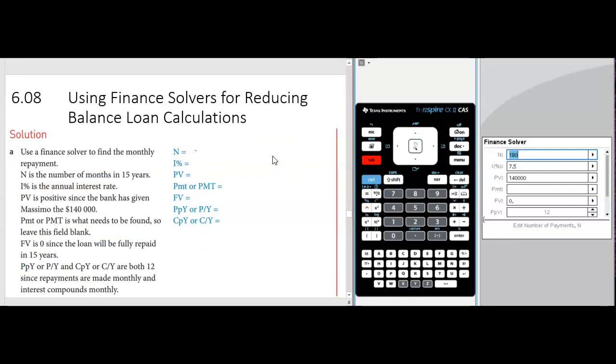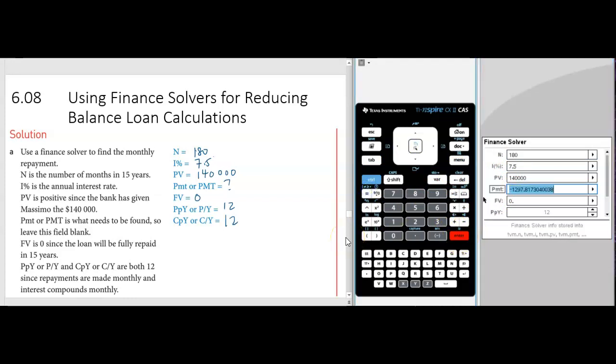So this is 180, 7.5%. Present value, 140,000. Payment is the unknown. Future value, 0 because I pay off. PPY, CPY, both 12. So I go to the payment here. I enter.